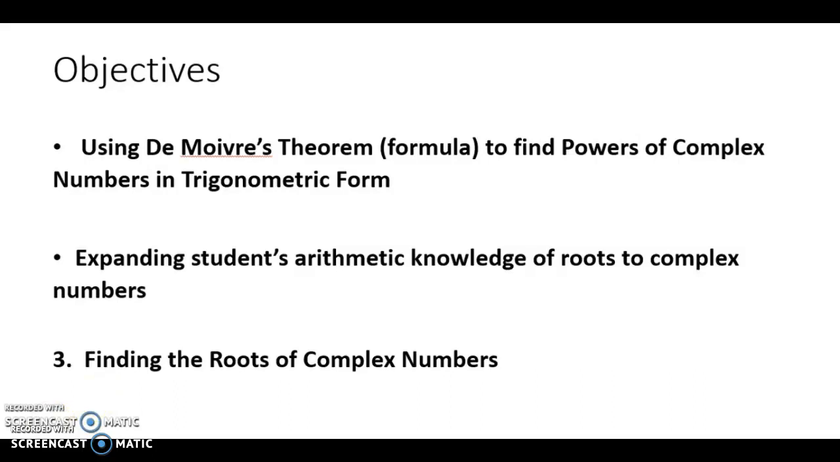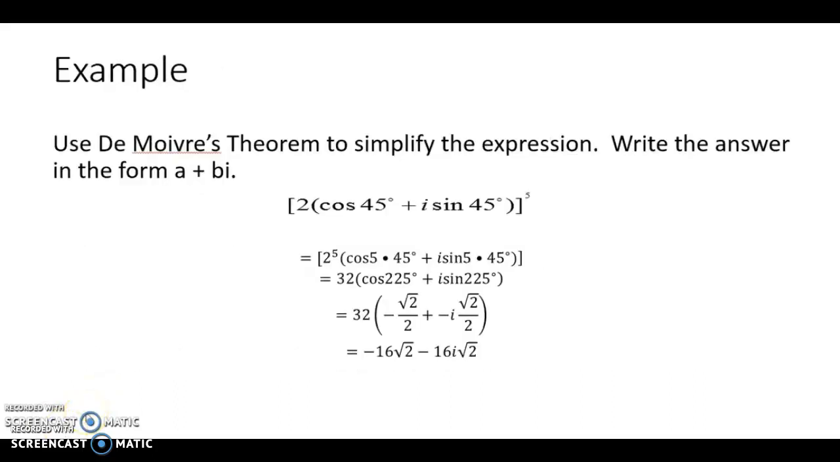Looking at an example of using De Moivre's theorem to raise a complex number to a power. As you can see, we are asked to raise this number in trigonometric form to the fifth power. That means, to do so, our r value of 2 must be raised to the fifth power. 2 to the fifth power equals 32. 2 times 2, five times, is 32.